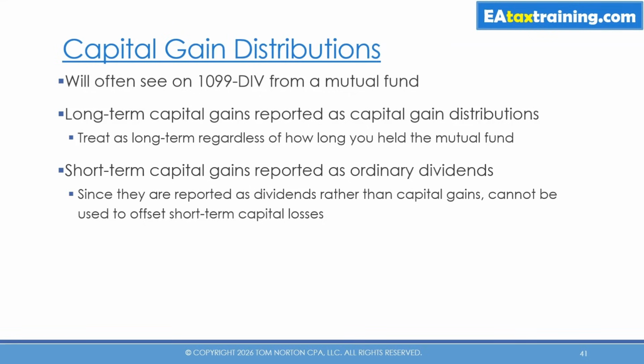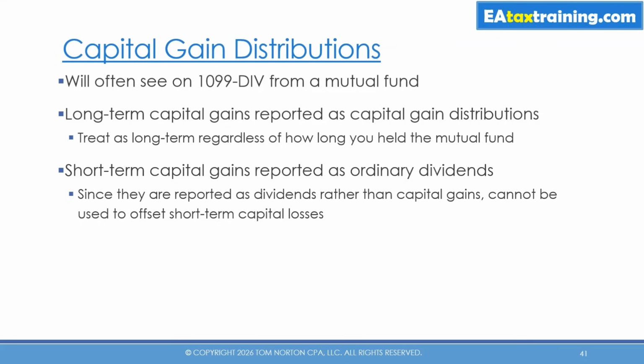Short-term capital gains will just be reported as ordinary dividends. It's going to go in the box in the 1099 that says ordinary dividends. That is not going to distinguish short-term capital gains from dividends that were received by the mutual fund.